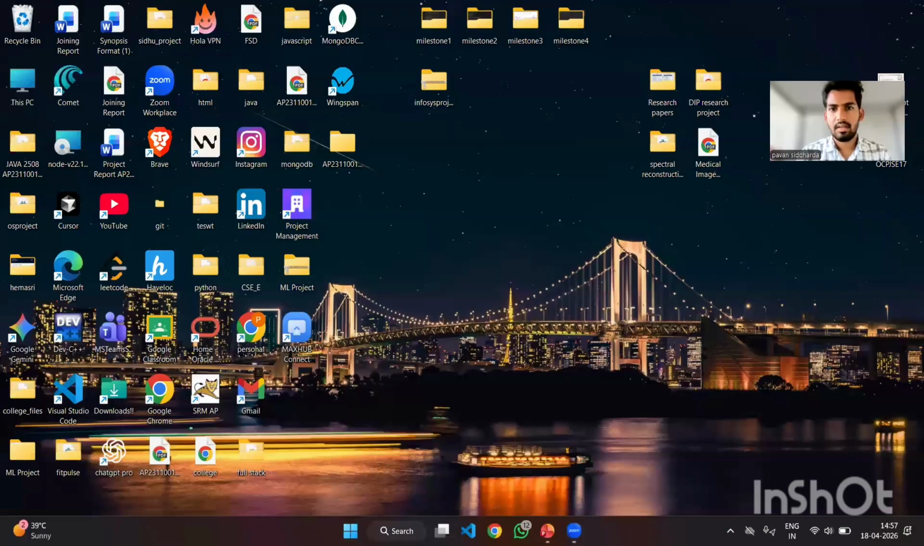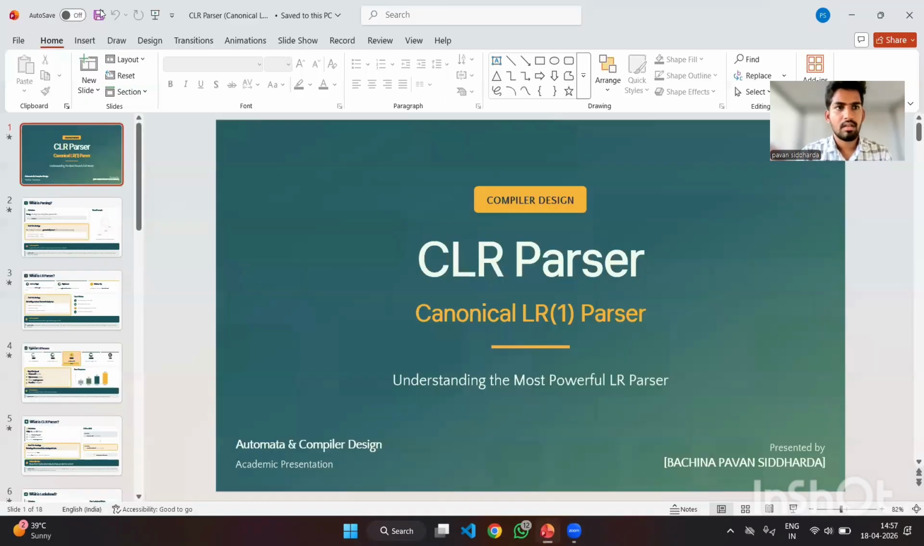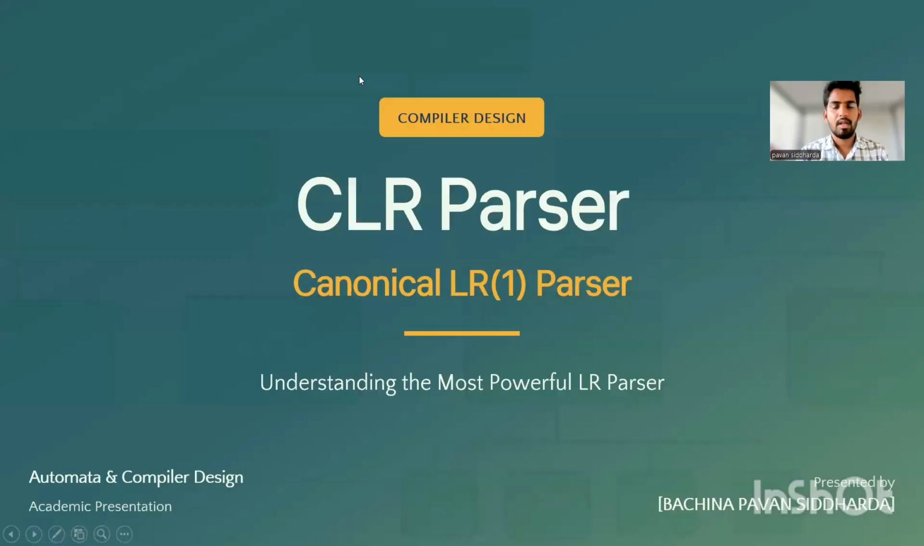So today I'm going to explain about the CLR1 parser. So let me share my screen here. So my topic is from automata and compiler design. It is the CLR parser, the canonical LR1 parser.